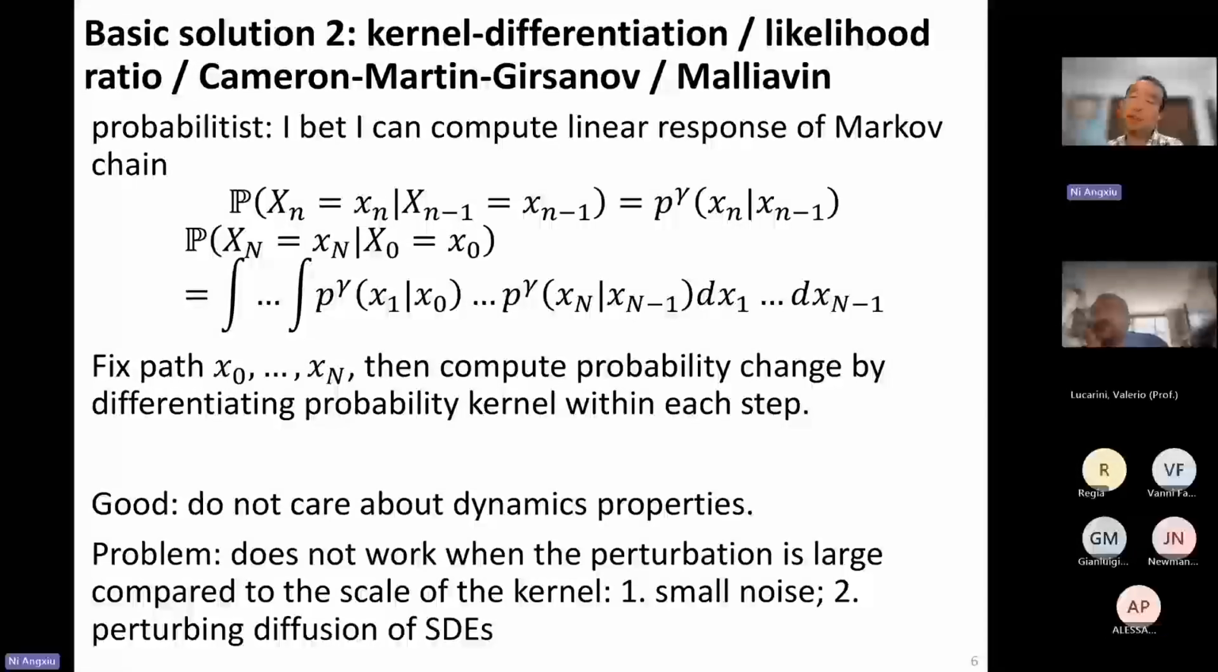But the problem with this approach is that it does not work well when the perturbation is relatively large compared to the probability kernel. Okay, and these are the two classical scenarios where this happens. The first is when the noise itself is very small, and the second is when you're perturbing the diffusion of the SDEs, because the perturbation at each time step would be basically as large as the probability kernel within each time step. All right, so that's the second basic approach.